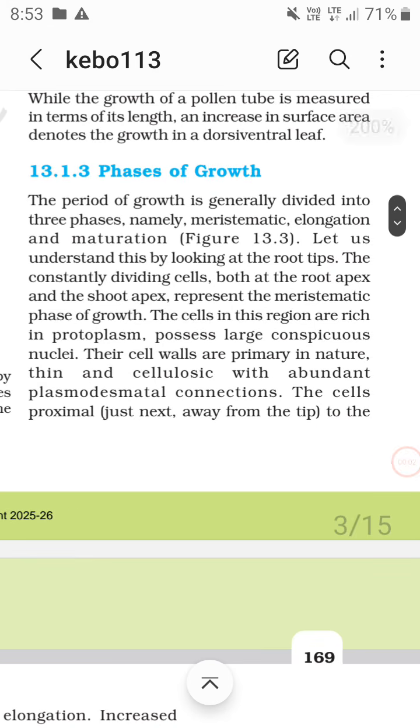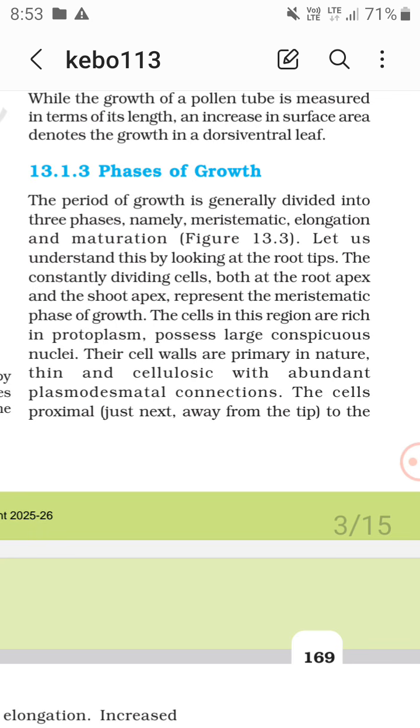Phases of growth. The period of growth is generally divided into three phases, namely the first phase, meristematic, the second phase, elongation, and the third phase, the maturation phase. Now we study it by looking at the root tips. The constantly dividing cells, both at the root apex and shoot apex, represent the meristematic phase of growth.